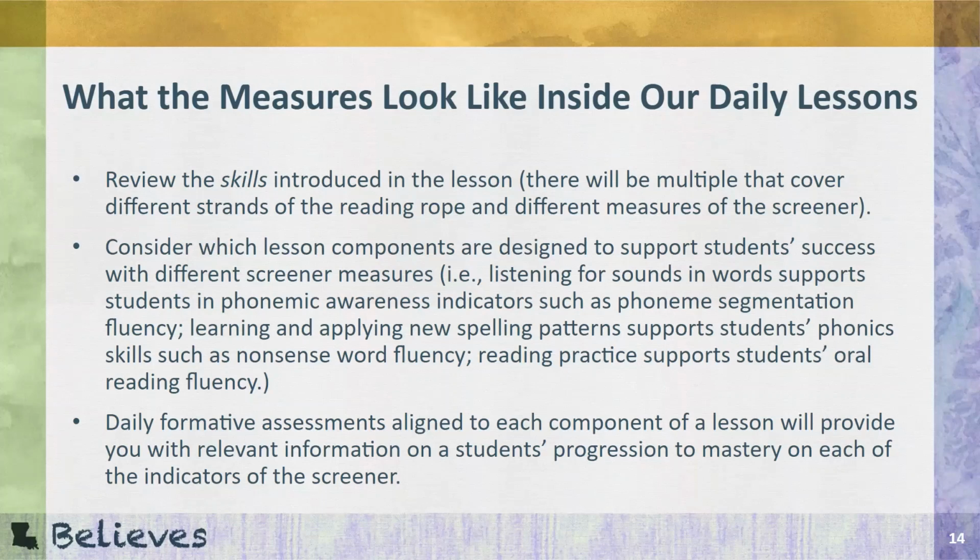Now, as you go through every lesson in your curriculum, you should consider which lesson components are designed to support students' success with different screener measures, just like we did. Listening for sounds and words supports students in phonemic awareness indicators, such as phonemic segmentation fluency. Learning and applying new spelling patterns supports students' phonics skills, such as nonsense word fluency and word reading fluency. And reading practice supports students' oral reading fluency.